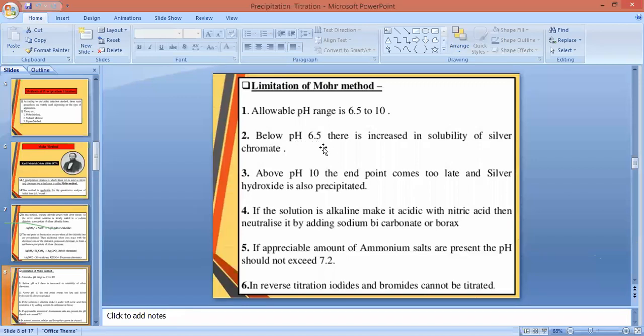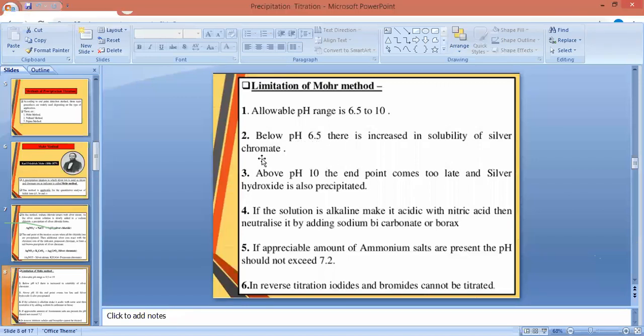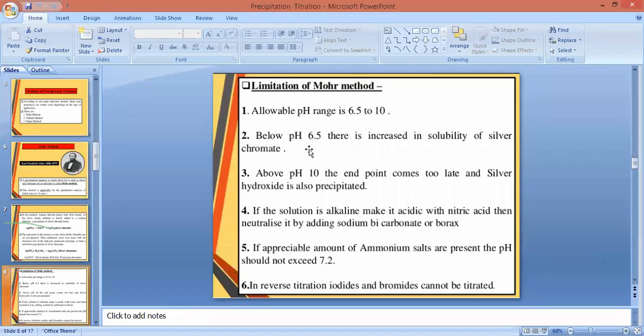So below pH 6.5, there is increase in solubility of silver chromate. If we are going to perform the volumetric analysis, that is precipitation titration by Mohs method, below 6.5, there will be increase in solubility of silver chromate formed. And if we perform the Mohs method above pH 10, the end point comes too late and it will consume more amount of standard solution, that is silver nitrate, and the results may get deviated, and silver hydroxide precipitate can also be formed.